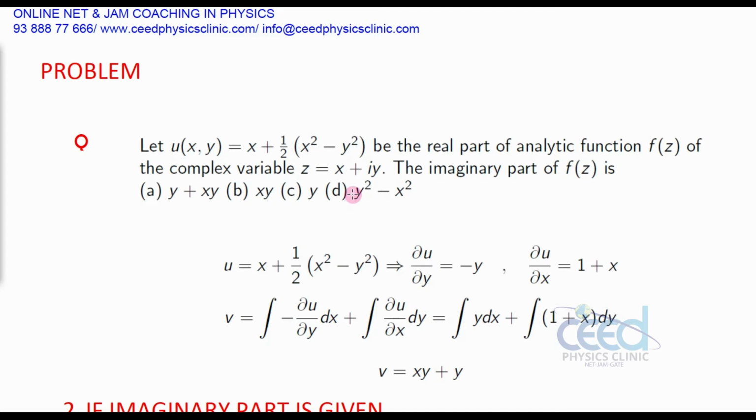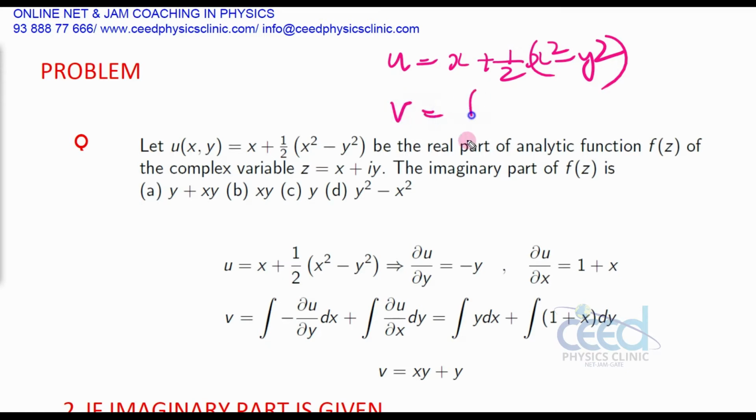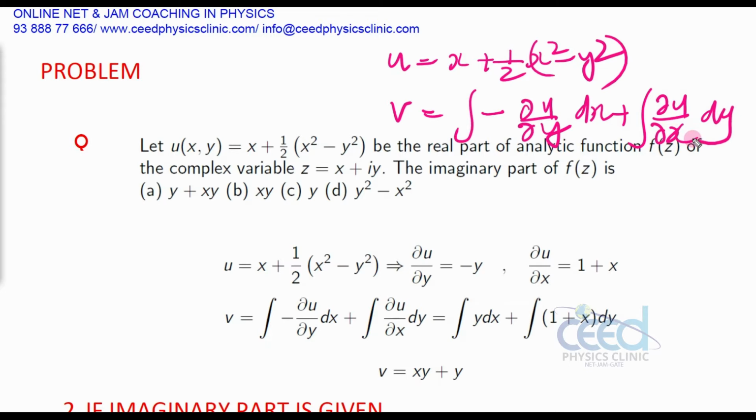Now as per our method you can directly apply. So what is u? u is given, u is equal to x plus half into x square minus y square, right? So as per our formula, v is equal to integral of minus dou u by dou y dx plus integral dou u by dou x dy. So this is the formula which we have studied to find v. If the real part is given, we can find the imaginary part using this formula.